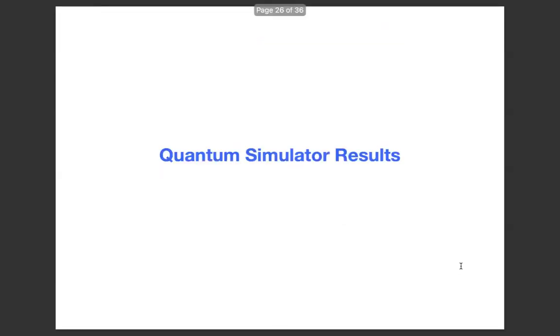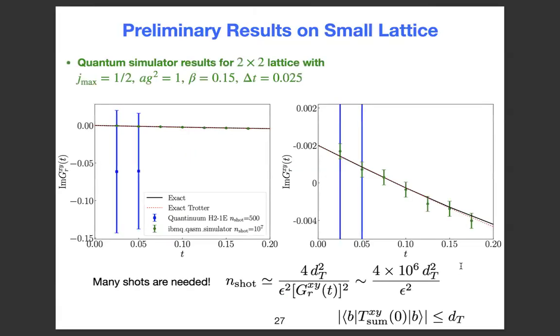Okay, so now I'm going to show you some very preliminary quantum simulation results. Here, we are just doing a 2x2 honeycomb lattice calculation with the parameters set here. We calculate the imaginary part of this retarded Green's function as a function of time. And we tried simulators from the continuum and IBM. With just 500 shots from the continuum simulator, we get a very big statistical uncertainty band. That's just because the signal at early times is very small, and to resolve the value of these correlators, we need a large number of shots.